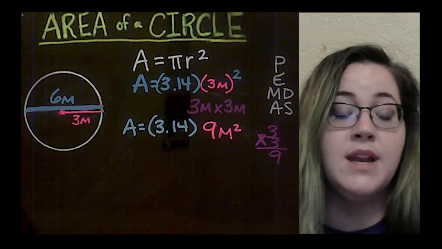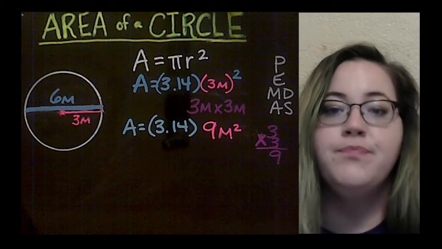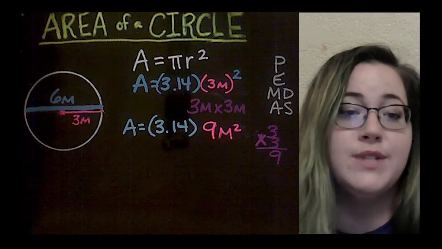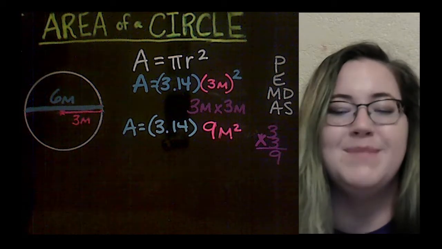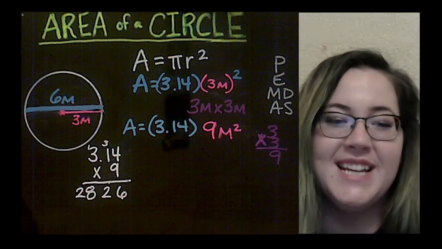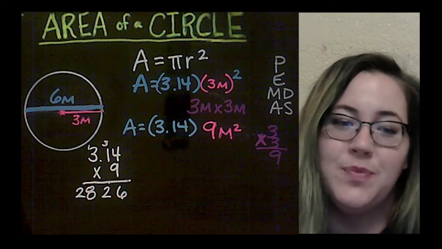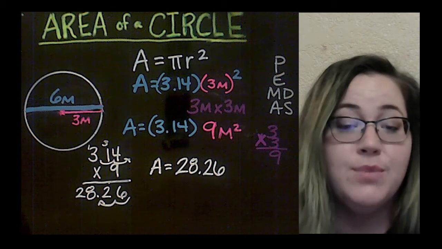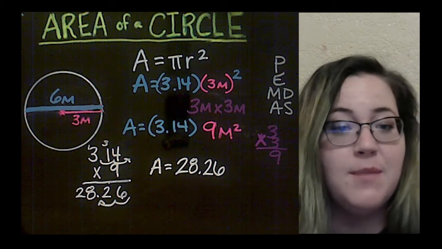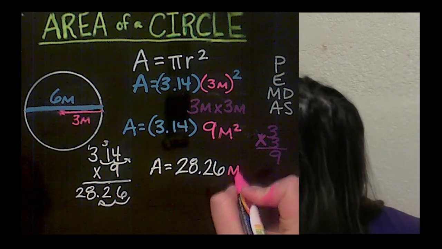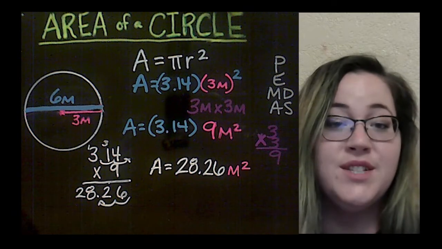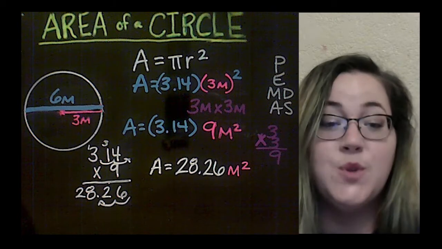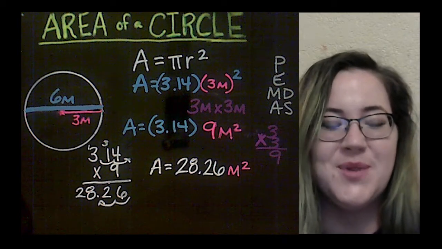3.14 times 9 meters squared. That's the only operation we have left, so let's go ahead and multiply those numbers out. 3.14 times 9. I have 2 numbers behind the decimal, so I need 2 numbers behind the decimal in my answer. So the answer after multiplying was 28.26. I still have that meters squared. So the area of a circle that has a diameter of 6 meters has an area of 28.26 meters squared.